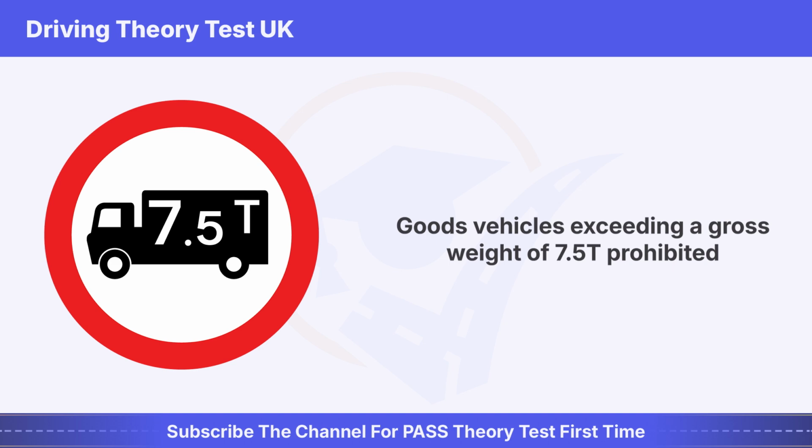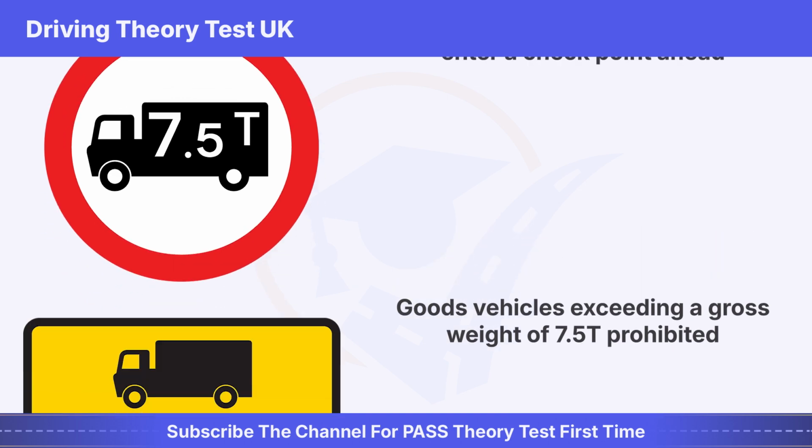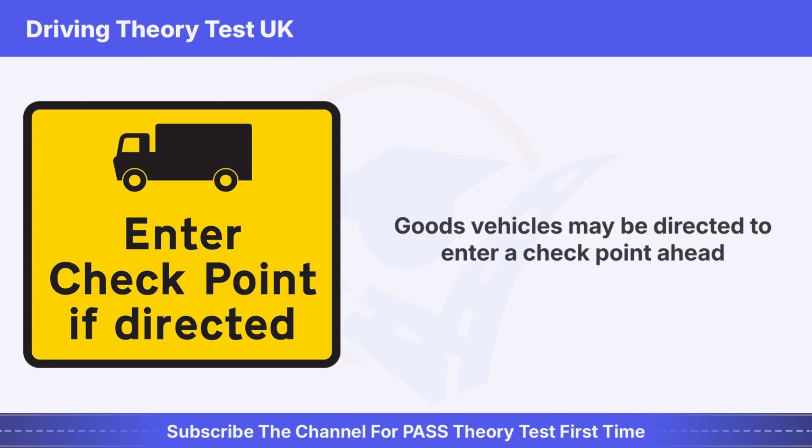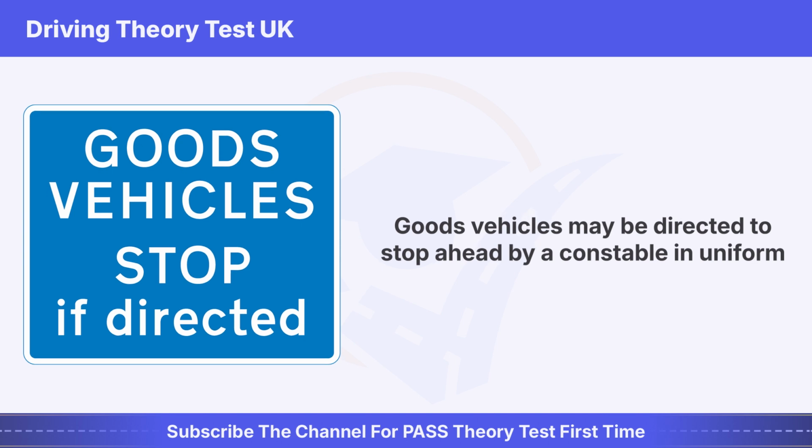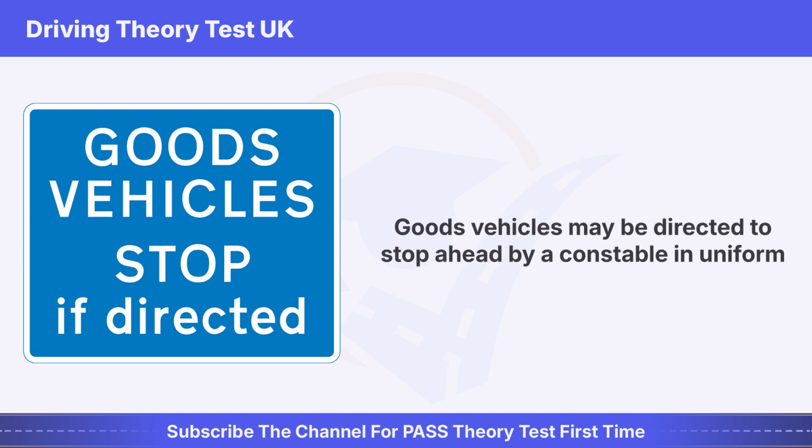Goods vehicles exceeding a gross weight of 7.5 tons prohibited. Goods vehicles may be directed to enter a checkpoint ahead. Goods vehicles may be directed to leave the motorway at the junction ahead. Goods vehicles may be directed to stop ahead by a constable in uniform.